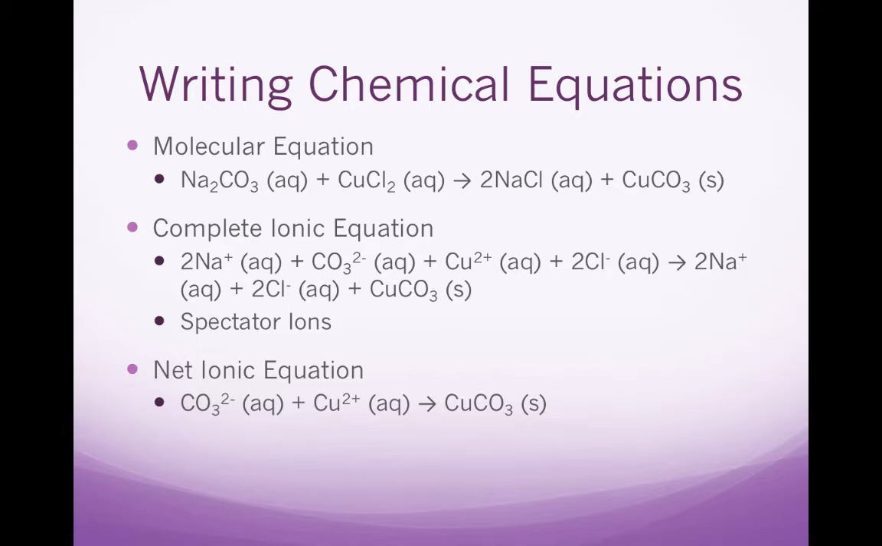So our complete ionic equation for the above reaction is 2 sodium ions plus 1 carbonate ion plus 1 copper(II) ion plus 2 chloride ions. And again, that's because both of these are aqueous. So they break apart into sodium and carbonate and copper and chloride ions in solution. So we have those yielding 2 sodium ions, 2 chloride ions, and copper(II) carbonate.